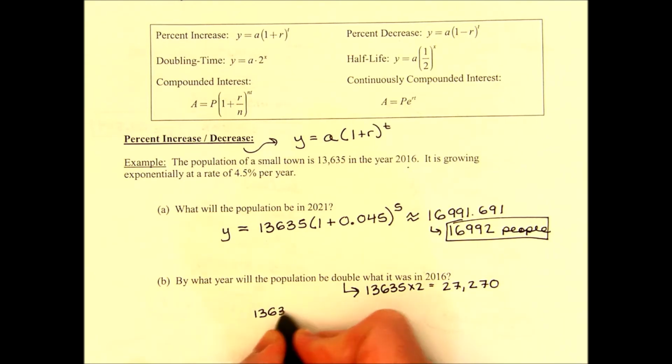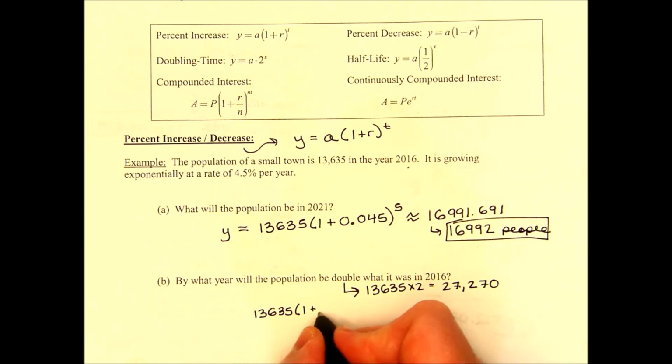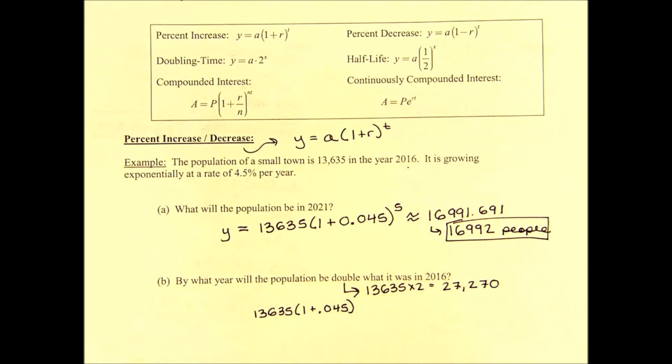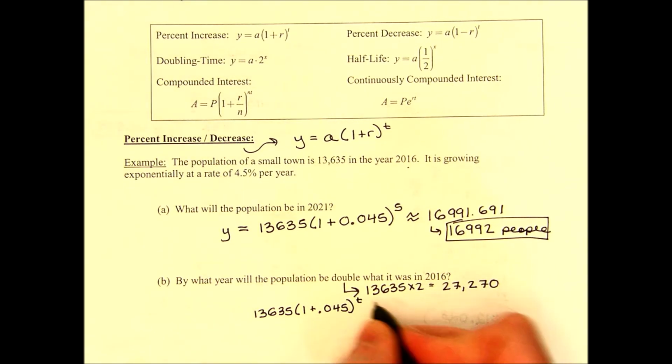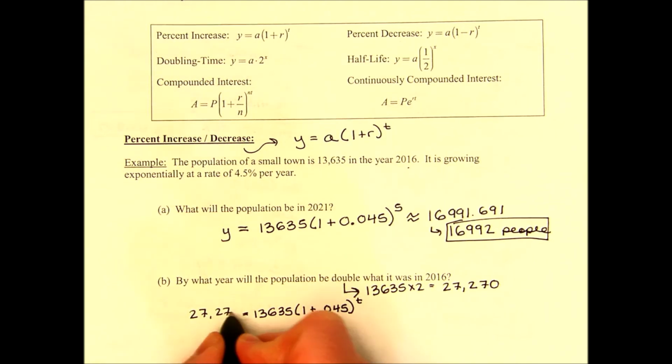I know my starting population, 13,635, times 1 plus, I know it's growing at a rate of 4.5% per year, so plus 0.045. I don't know how long I'm waiting, so this time my variable is a power. And I do know the ending population. I'm going to end with 27,270.